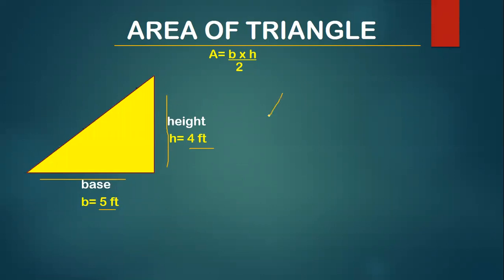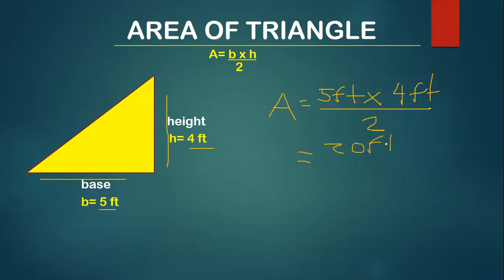Let us solve using the formula. Area, just replace the values. Ano ang base? 5 feet, multiplied by the height, which is 4 feet, and then divided by 2. Ang 2 ay constant yan. 5 times 4 feet, that is 20, divided by 2. Square feet ito. 20 square feet divided by 2, that is just 10 square feet.